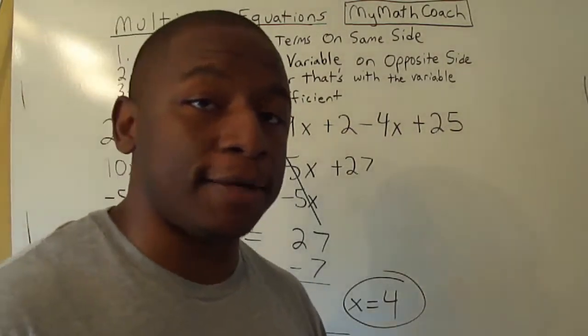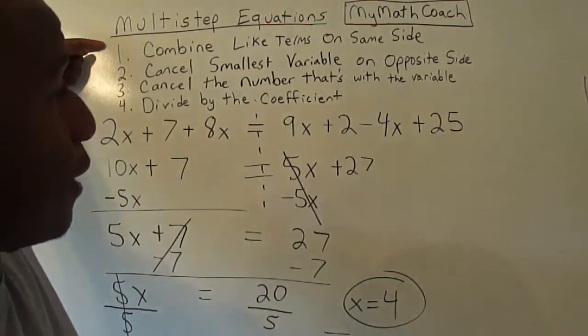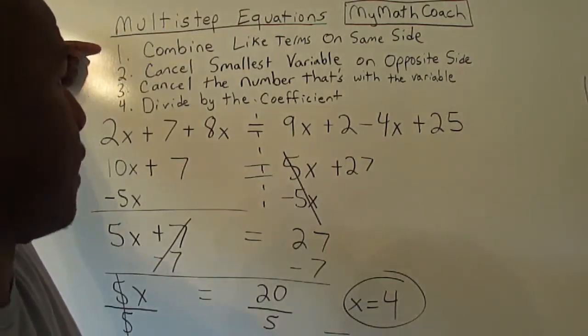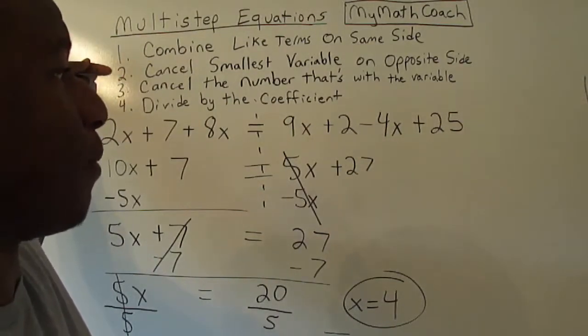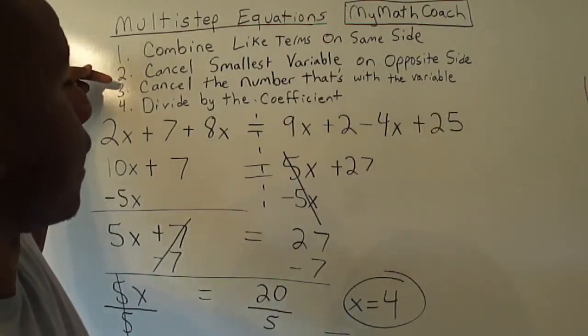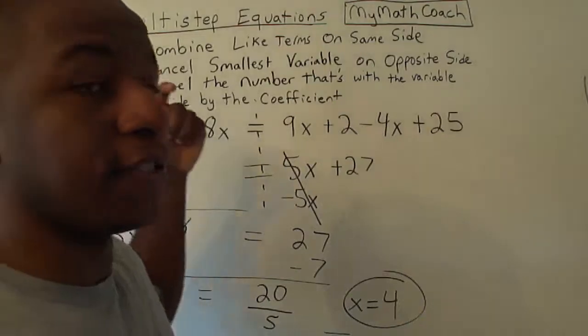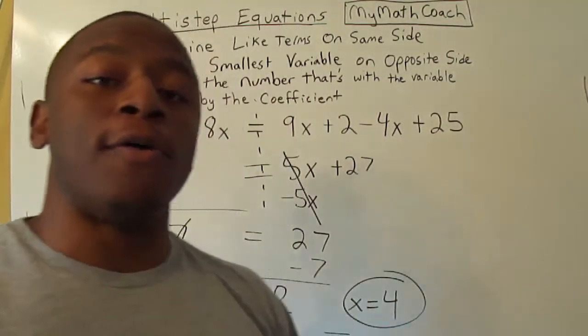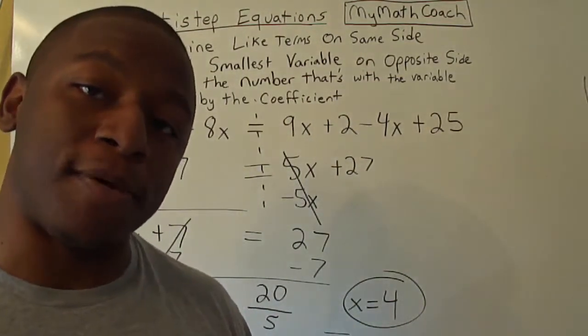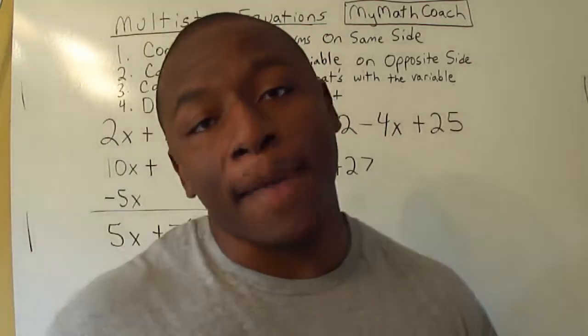Once again, the steps are combine like terms that are on the same side of the equal sign, cancel the smallest variable on opposite sides, cancel the number that's with the variable, and then divide by the coefficient. Okay, so that's solving multi-step equations with MyMathCoach.